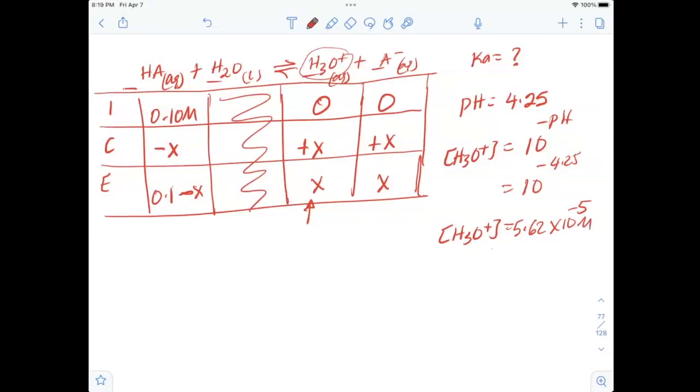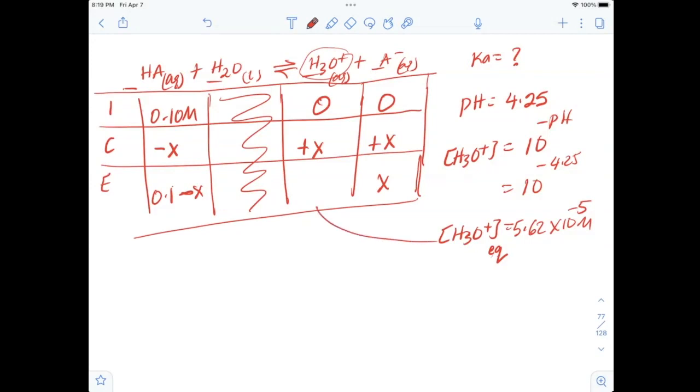So essentially what we are finding here from the pH meter is the equilibrium amount of H3O plus, which is the same thing as this number right here. So now that we found this, we're going to put this back in here: 5.62 times 10 to the power negative 5.